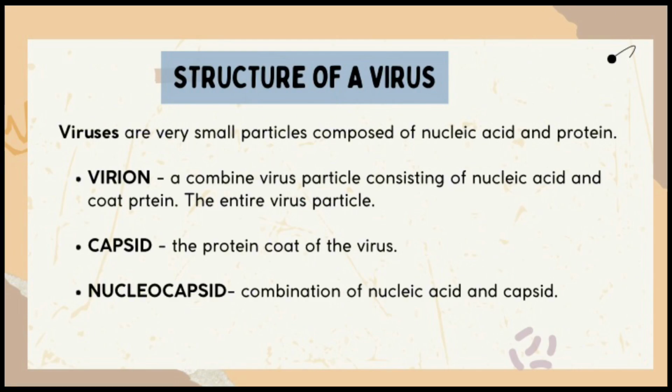One structure of a virus is called the virion. It is a combined virus particle consisting of nucleic acid and coat protein. Itong virion na ito is the entire virus particle. Next naman is the capsid. Ang capsid is the protein coat of a virus, meaning ito yung protective shell ng virus. Pinoprotect nito yung genetic material which is the DNA or RNA. Lastly, we have the nucleocapsid, a combination of nucleic acid and capsid.